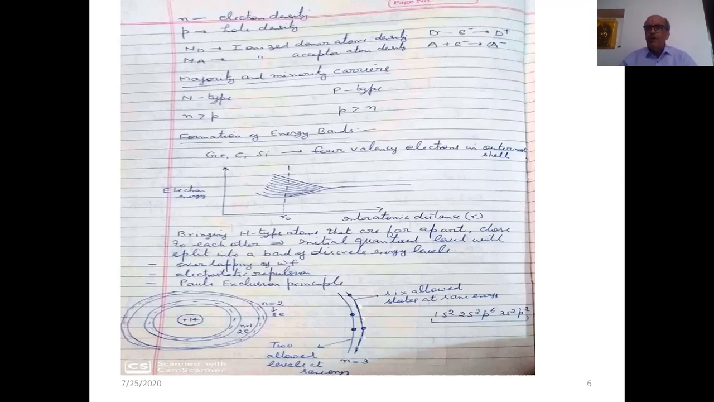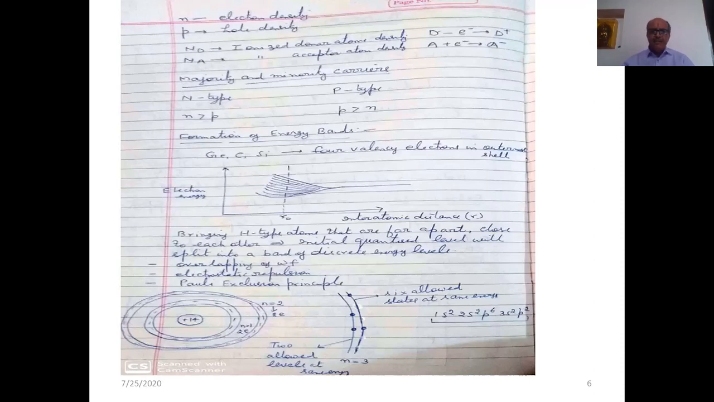You all know about the Pauli exclusion principle, that no two electrons in an atom can have the same set of four quantum numbers. That means if you have one level, it cannot be occupied by more than two electrons, and those two electrons also, one having a spin up and the other having a spin down. That means if we have three electrons at the same level, we cannot accommodate the third electron. Therefore the formation of a band is a must to accommodate all electrons.